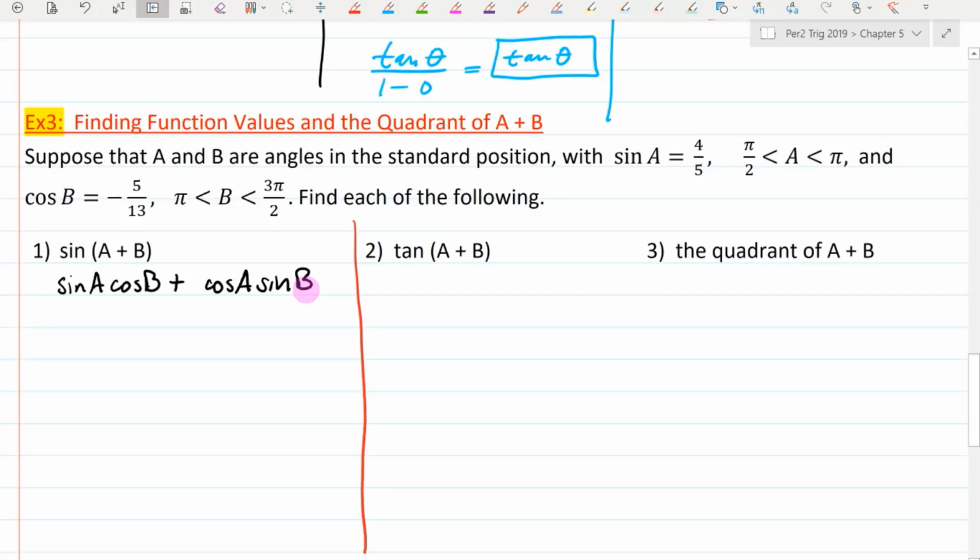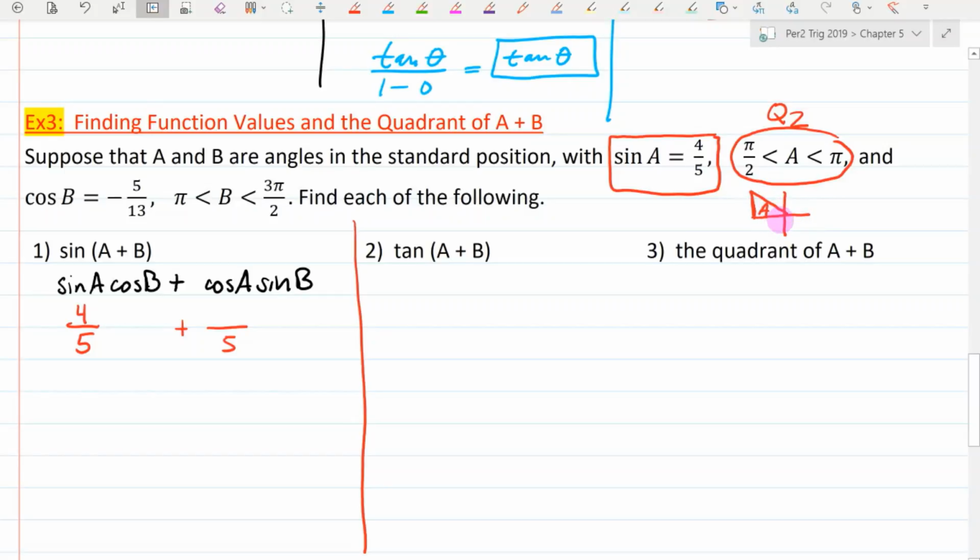Okay, let me explain. So for A, I'm going to use red. Sine of A is 4/5. That should let you know that there's going to be a 5 at the bottom of cosine A because sine and cosine have the same denominator. This right here is telling you that A is in quadrant pi over 2 to pi, so that's quadrant 2. So A is in quadrant 2, and it's 4/5, which by now you should know that x would be negative 3, so cosine of A is negative 3/5. Okay?